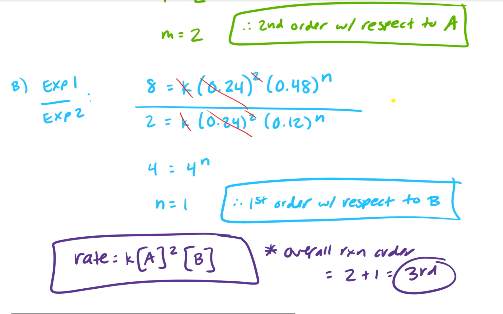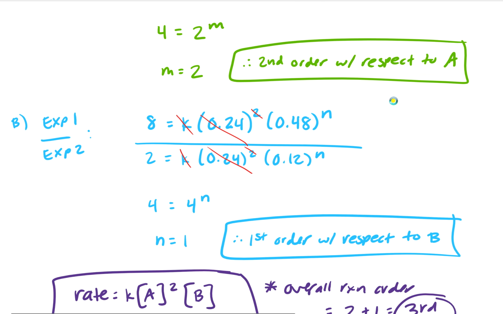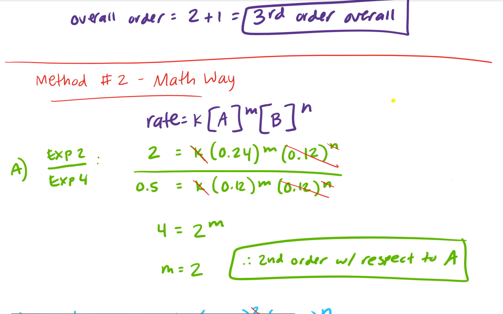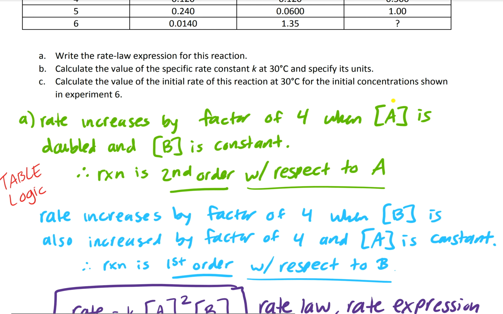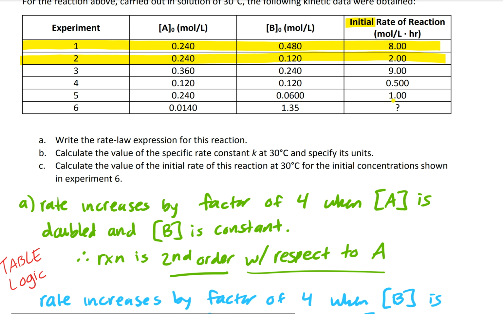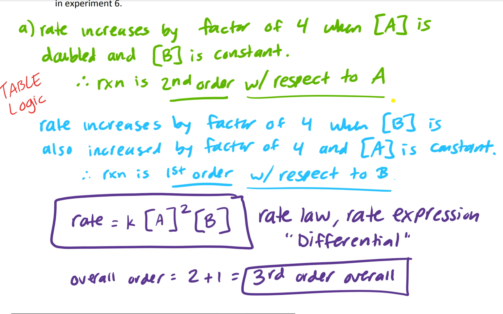So you have two options for solving for the orders. You can choose the math way, which is really helpful when the numbers are not so nice, or you can choose the table logic way, which is helpful for multiple choice questions when you have really nice numbers. But if you choose the table logic way, make sure that you explain using these words. You have to tell me how the reactant concentration is changing, how the rate is changing, and that you held all the other reactants constant.